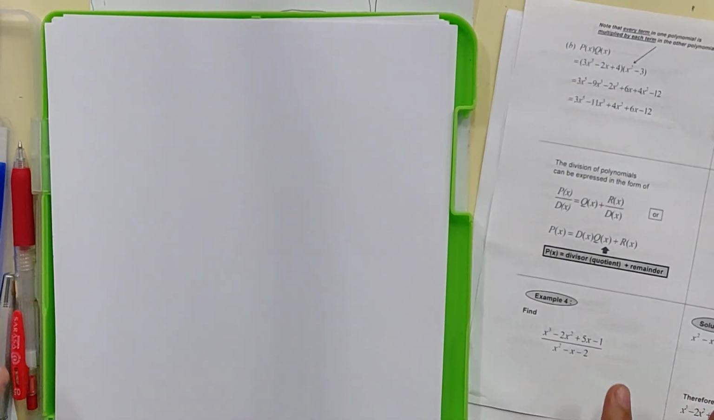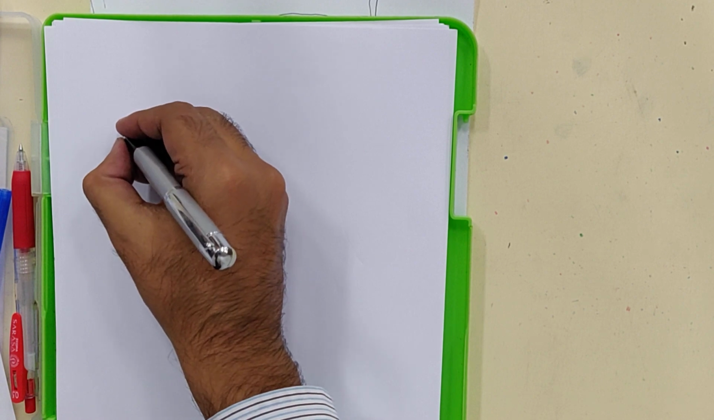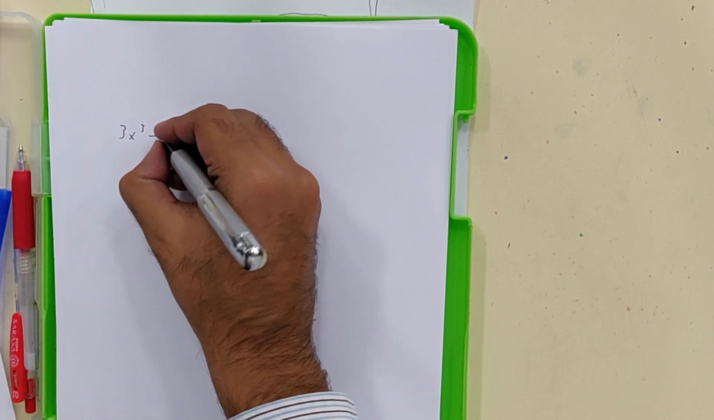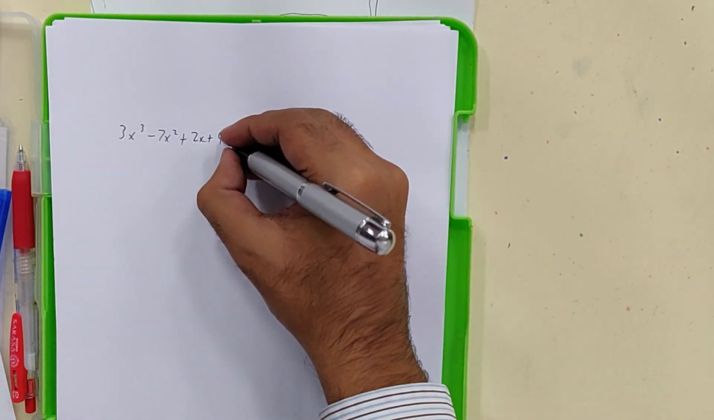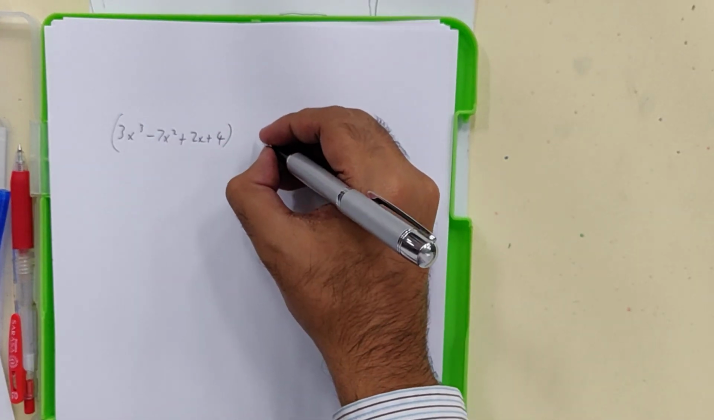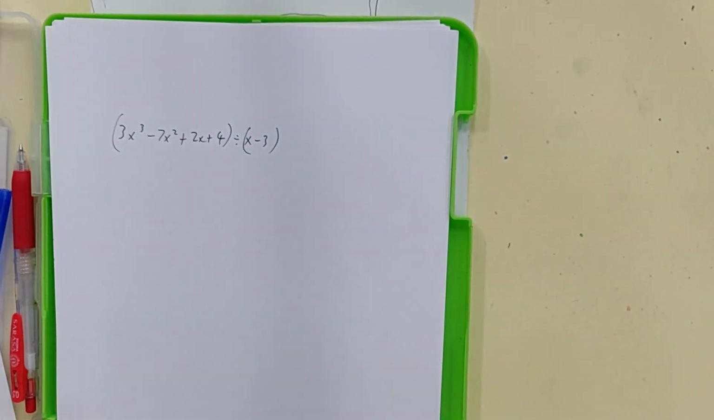Okay, now let's try the complex version. Let's say you're given something like this: 3x cubed minus 7x squared plus 2x plus 4, and I want this to be divided by x minus 3. Now, how do you solve this one? Okay, still we're going to use the long division technique. Look carefully.